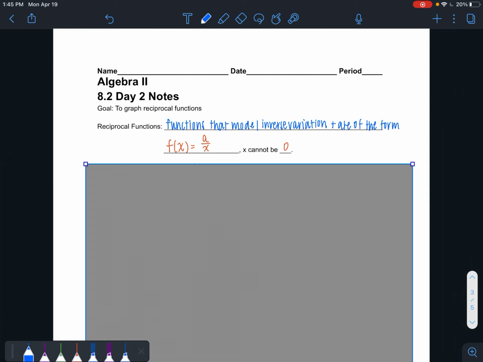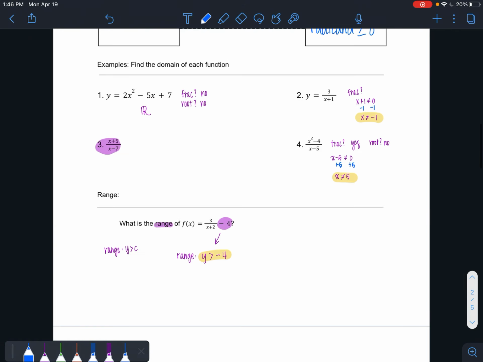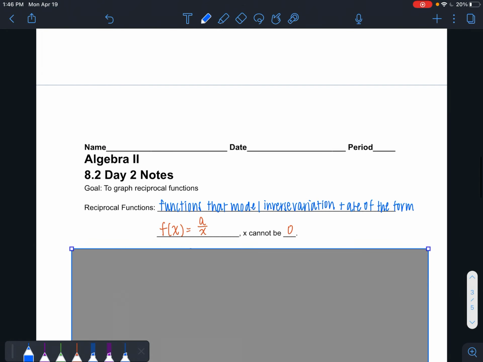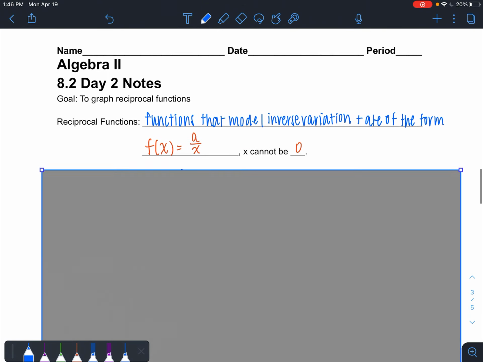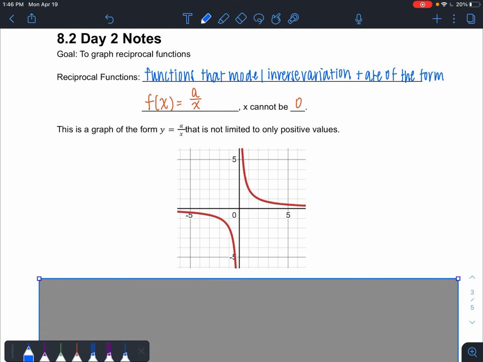Reciprocal functions are functions that model inverse variation and are of the form f of x equals a over x, where x is not equal to 0. And we did talk about how x can't be equal to 0 because then we have an undefined graph. So here's what a reciprocal function looks like when you graph it.